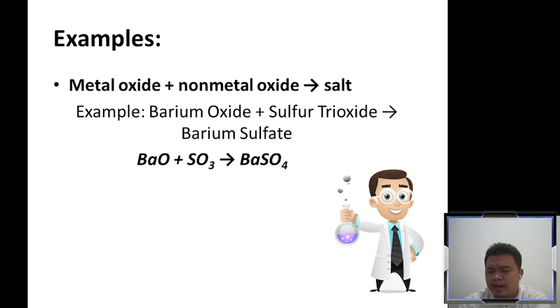So the bottom line here is a combination reaction is always composed of two or more reactants on the left side and usually forms a single compound on the right side of the equation. So I hope that you will take note of that key indicator.